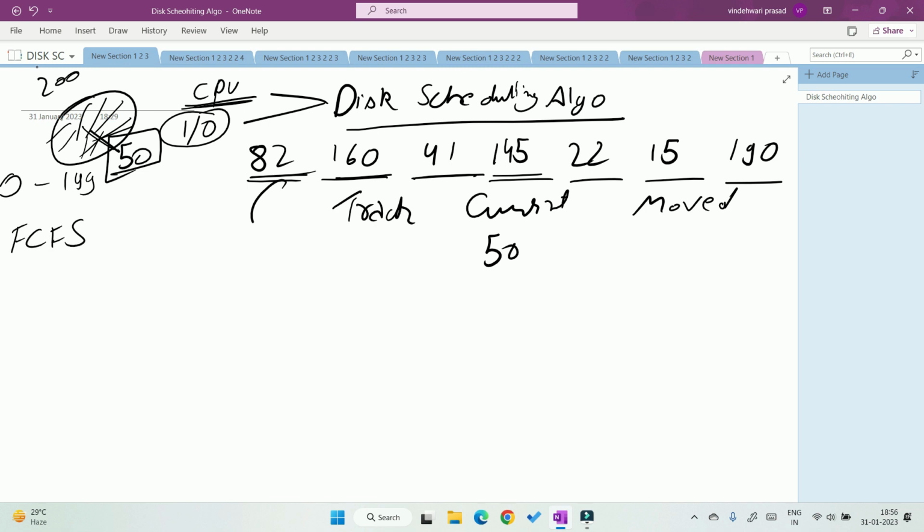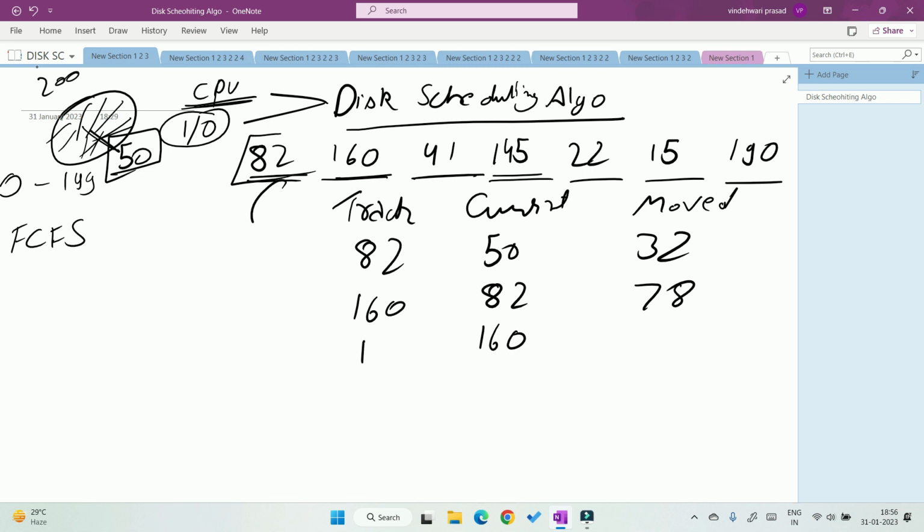Here, whichever track comes first will get served first. Suppose the first track is 82. So what will happen? 82 gets served first. So the head moves from 50 to 82. Now how many tracks does it move? It moves a total of 32. Now the current position becomes 82, and it has to move to 160. How many movements happen? 78. Now after 160, it has to go to 41. How many tracks does it move? It moves 119.